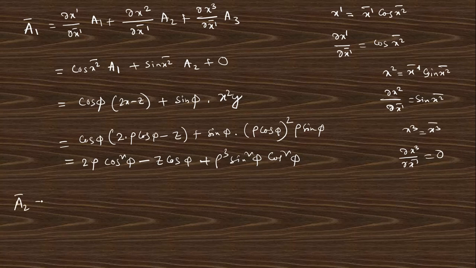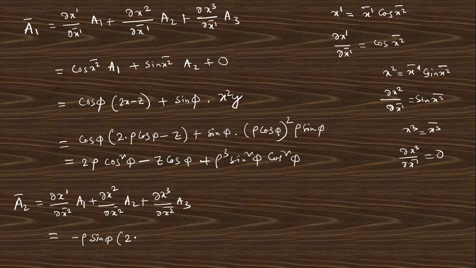Okay, so a2 bar will be like that: ∂x1/∂x̄2 a1 plus ∂x2/∂x̄2 a2 plus ∂x3/∂x̄2 a3. So if you just put this value, this gives you minus rho sin phi, and a1 is 2 rho cos phi minus z, plus ∂x2 gives you rho cos phi, into this gives you rho cos phi square rho sin phi. So finally you will get the answer like that: minus 2 rho square sin phi cos phi.